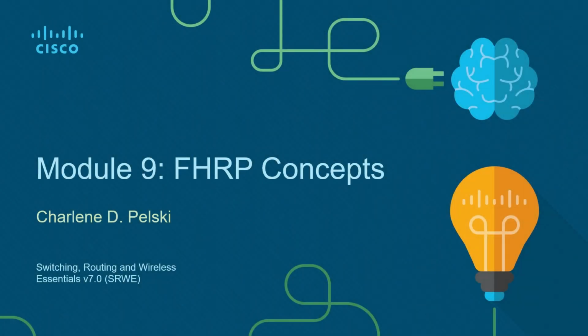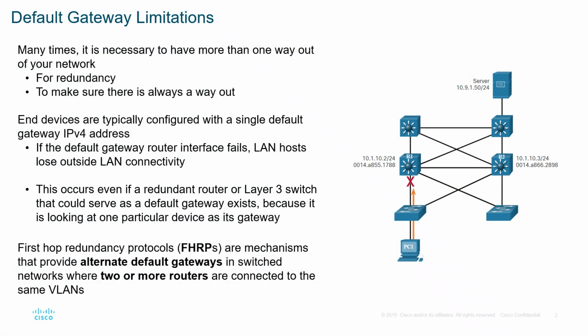So in this module, we're going to talk about FHRP, first hop redundancy protocol. Many times it's necessary to have more than one way out of your network for redundancy. Redundancy is a very big thing, having more than one way out, as you could well imagine.